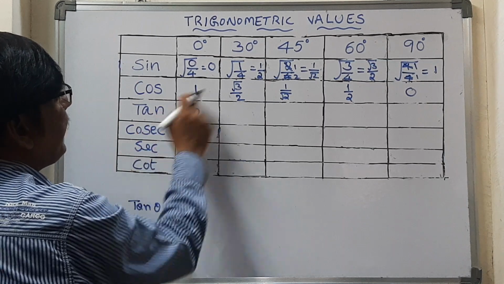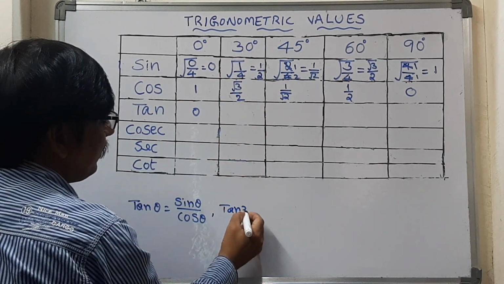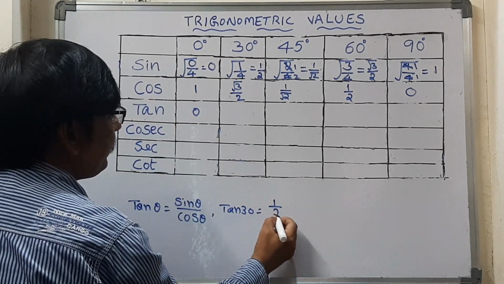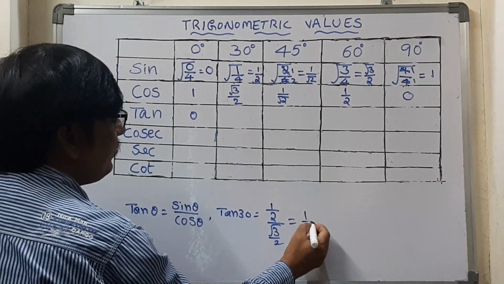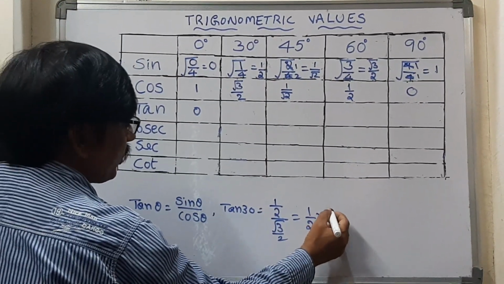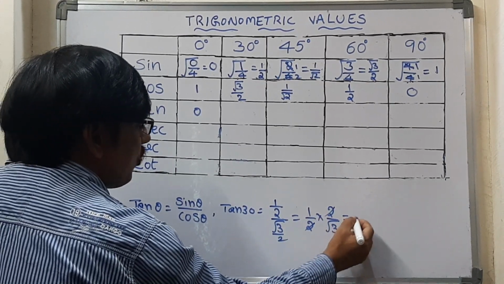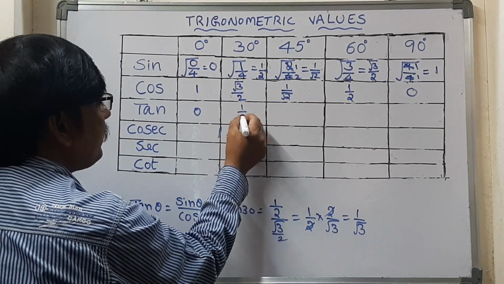And now tan 30. Tan 30 is equal to sin 30 by cos 30. Sin 30 value is 1 by 2, by root 3 by 2. Then it will become a reciprocal, so 2 by root 3, and the 2s cancel. What will be left? 1 by root 3. So that is 1 by root 3.